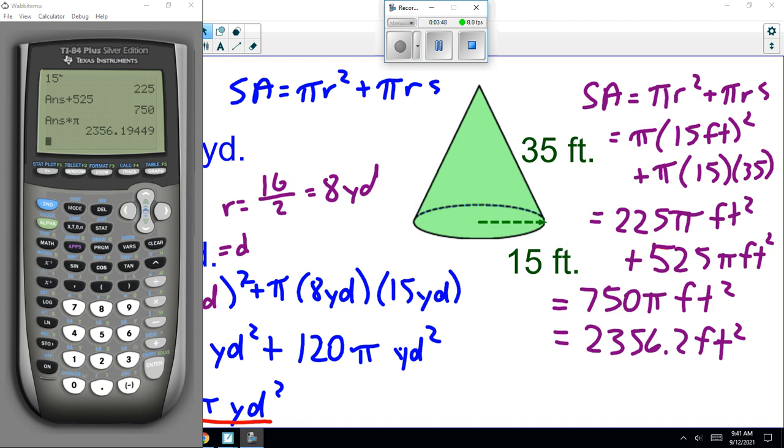Okay, ladies and gentlemen, welcome back. I got surface area pi r squared plus pi rs. Radius is 15 feet. The slant height is 35. Give me a total of 750 times pi feet squared, which is 2,356.2 feet squared. That's what I got. Please tell me you got the same answer. All right, now, moving on.